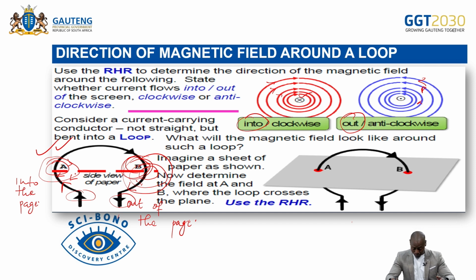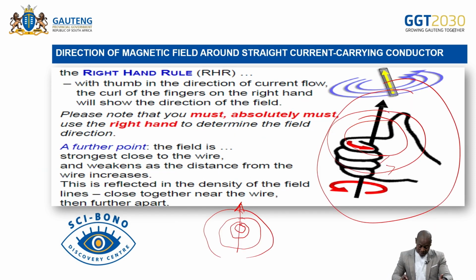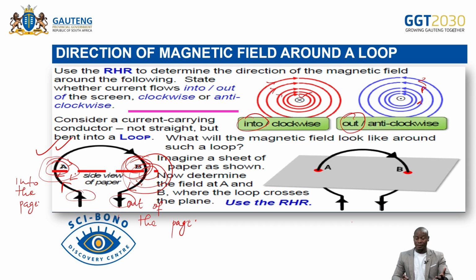A loop is a loop of a single wire. So this is a loop, and then this is a straight conductor. What is important here is that please note when it comes to a current carrying conductor, there's a magnetic field. And if there's a magnetic field, obviously they will ask you to determine the direction of the magnetic field. And how do we determine the direction of the magnetic field? We use the right hand rule.